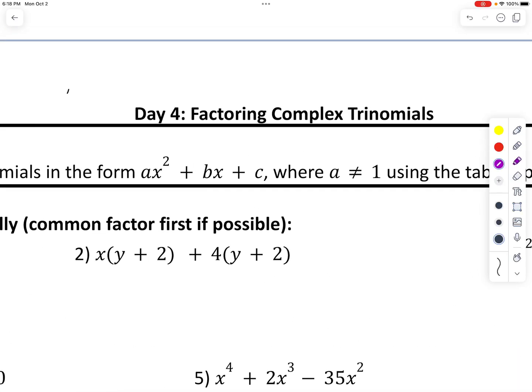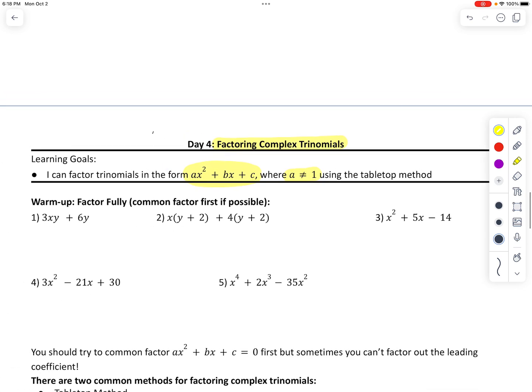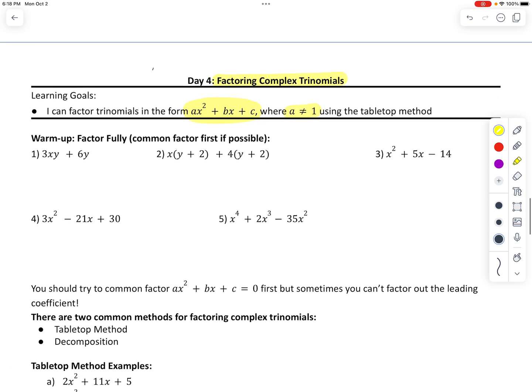Okay, this video is going to go over how to factor complex trinomials. A complex trinomial is when you have your trinomial, your x squareds, your x's, and your c's, but a is not 1. So a is the coefficient of x squared. So maybe you have 3x squared, negative 2x squared. A is not 1. It's a little bit more complex, hence the name, than simple trinomials. But let's go through and show you a couple ways to do it.